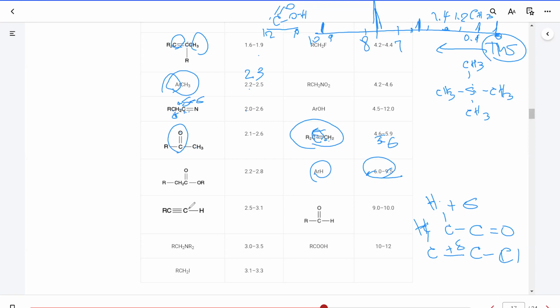For alkyne, the terminal alkyne would show a peak between 2 and 2.5. It is sp, again, a highly electron withdrawing group that is attached here. For esters, we don't see a signal for the oxygen here, but we do see a signal for the hydrogen that is attached to the ester at around 2.5 to 3.